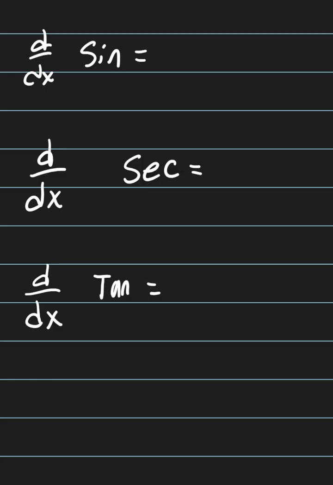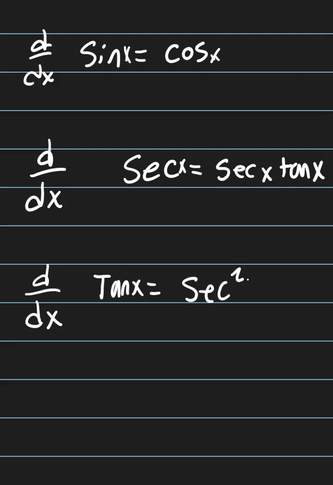The derivatives of these are going to be different. Sine is straightforward. You get cosine, right? Always, to the x, or to theta, or any variable. The derivative of secant is secant x tan x. And then the derivative of tan x is secant squared.